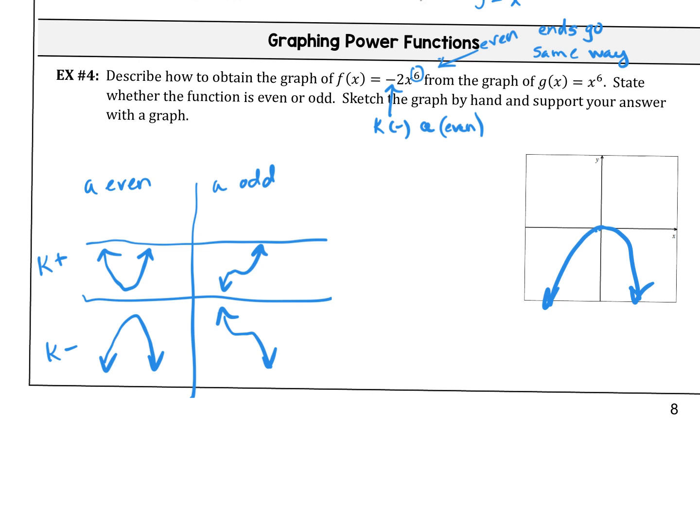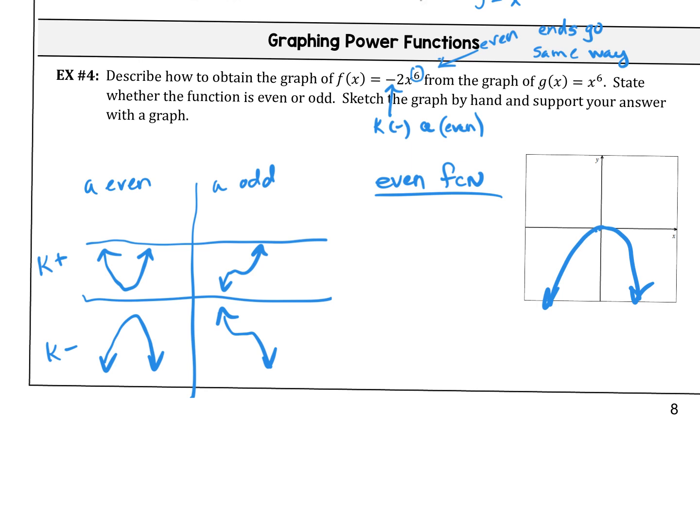So now, tell me, is this guy an even or an odd function? It's an even function, isn't it? It's symmetric around the y-axis. So this is an even function. We know that because its power is even, right? What would happen if A was odd? It would be a what kind of function? Odd. Okay.